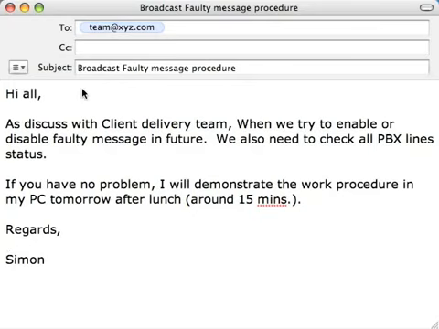Who is the writer? Who are the readers? And what is the email's purpose? We can see from the salutation, "Hi all," that it's addressed to more than one person. And we know from Simon that this is an internal company email. Simon is writing to some other employees at the same company where he works. And the purpose of the email is to inform his colleagues about a new error message procedure and to invite them to a demonstration. These are all things to keep in mind as we make changes to the text.